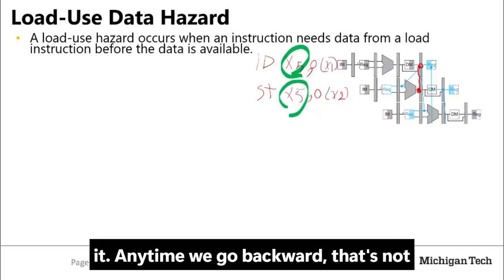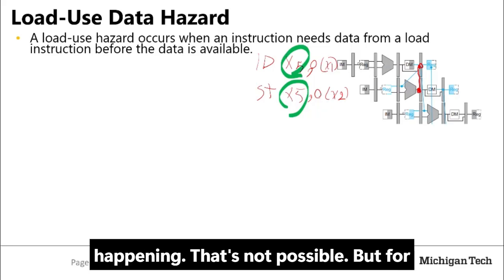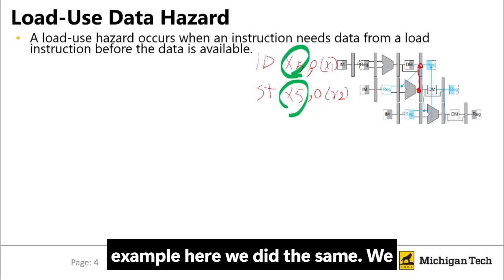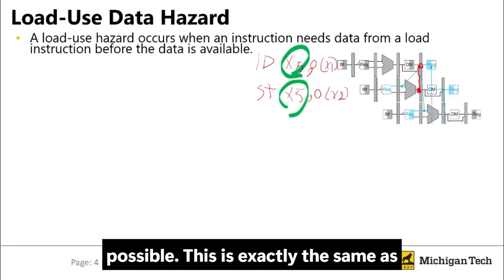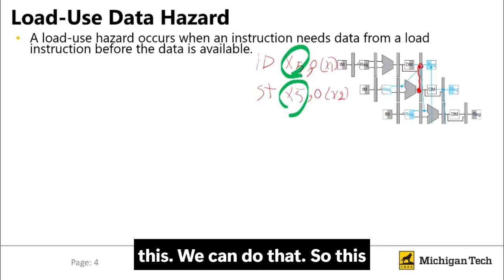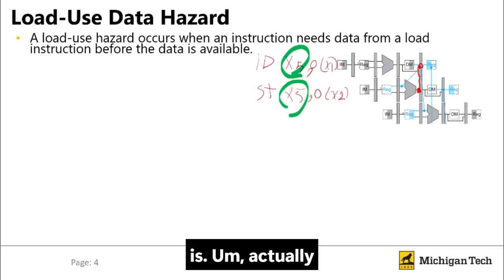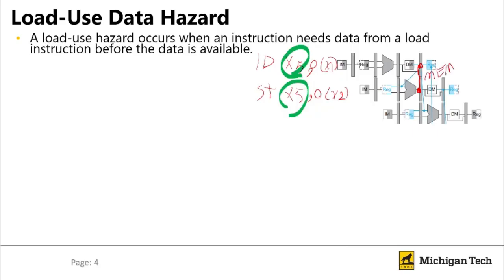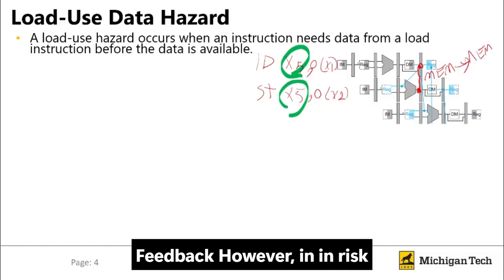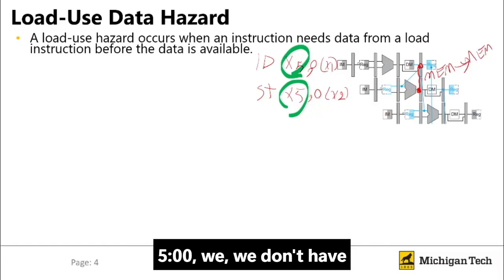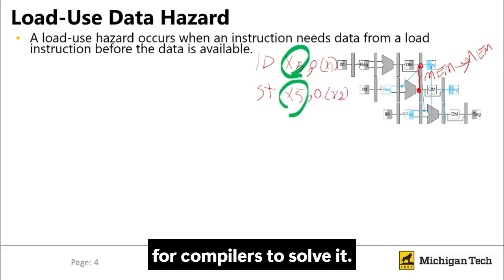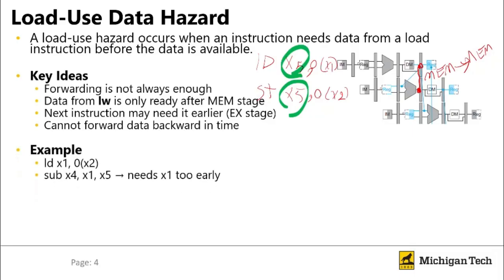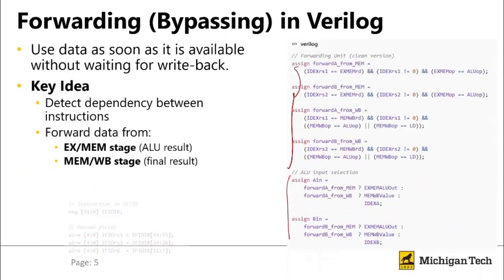Anytime we go backward, that's not possible. But for example, here we did the same. We got from here to here. This is possible. This is exactly the same as this. We can do that. So this is actually memory-to-memory feedback. However, in RISC-V, we don't have that. We leave it for compilers to solve. Okay, so we explained this and this.